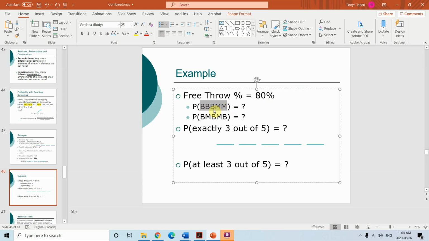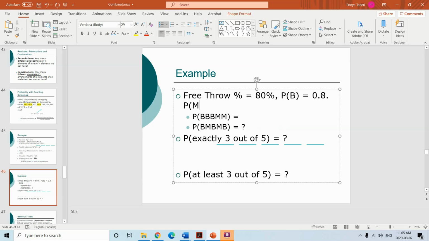So basket, basket, basket, miss, miss. Right? What is the probability of having exactly this sequence? If the probability of a basket is 0.8, what is the probability of missing? It's going to be 1 minus 0.8, which is 0.2 or 20%.